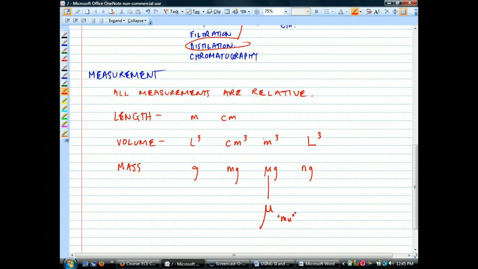And that's micro. So it's a Greek U, or the Greek M, sorry. It looks like a U with a tail on the front. And then we have nano and so on.